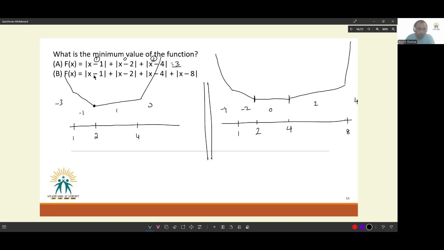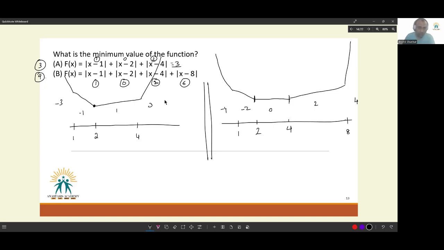So let me take x equal to 2. This will give me 1. This will give me 0. This will give me 2. I'm simply repeating values from earlier. And here I will get a value of 6, which tells me for A, the answer is going to be 3, the minimum value of the function. And for B, the minimum value of the function is going to be 9.